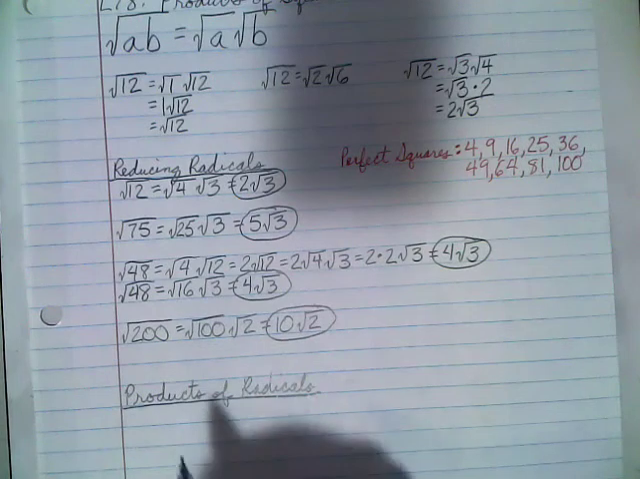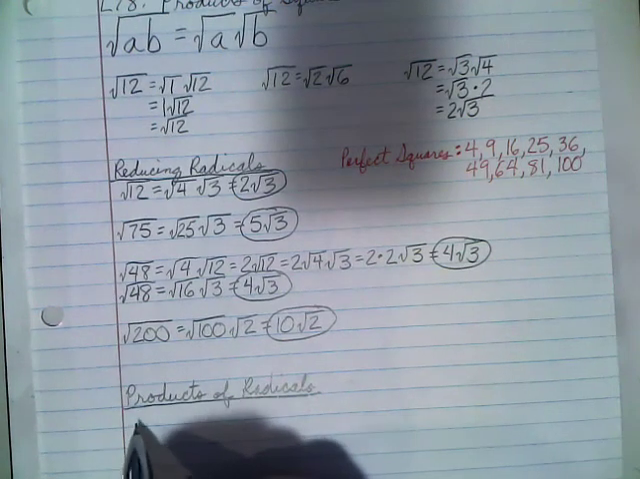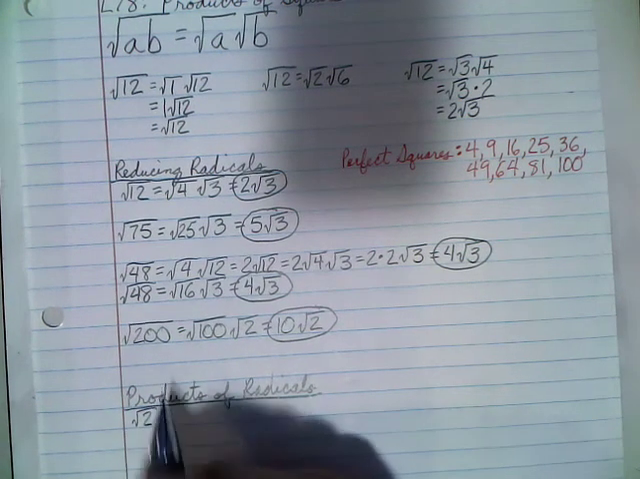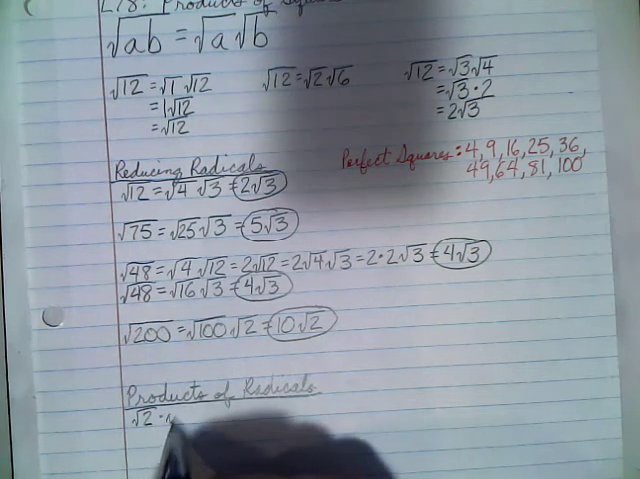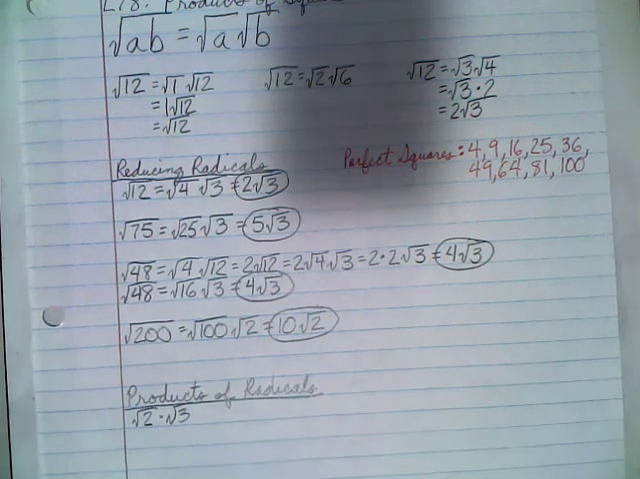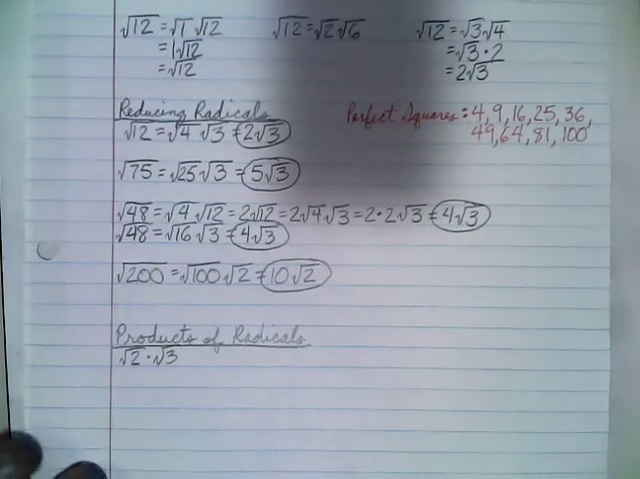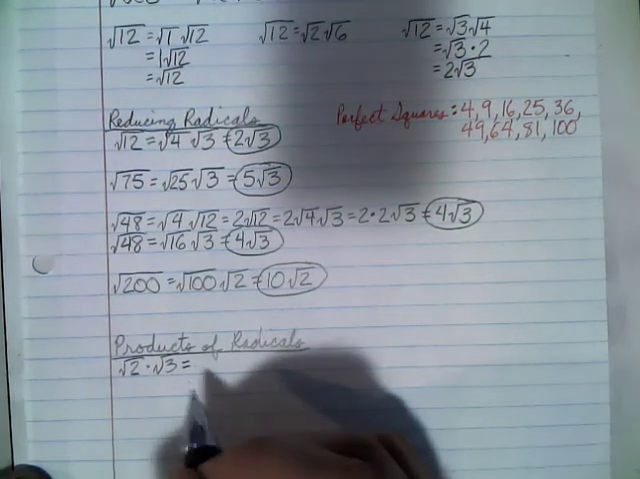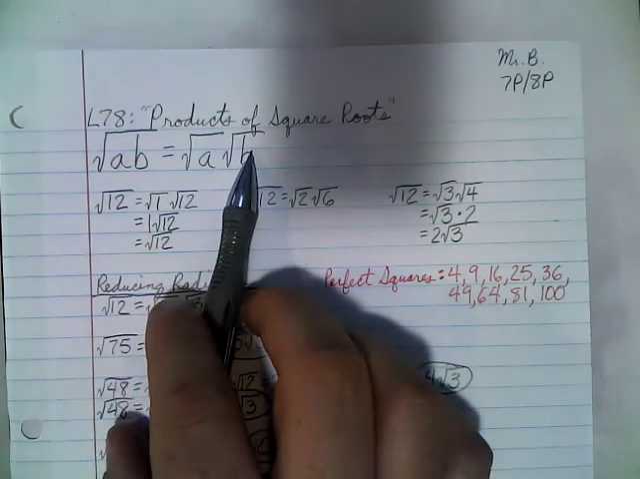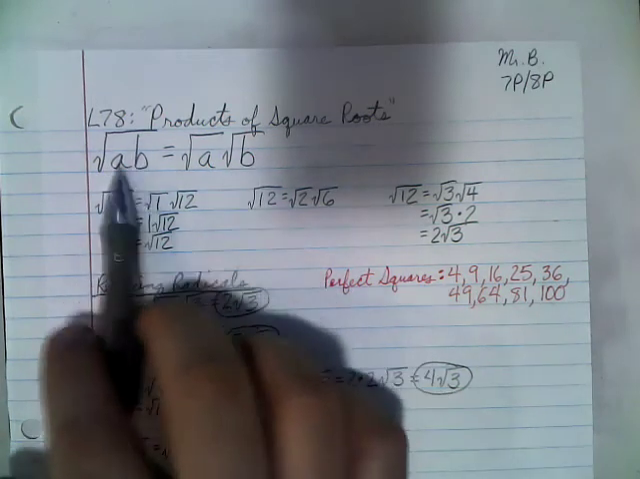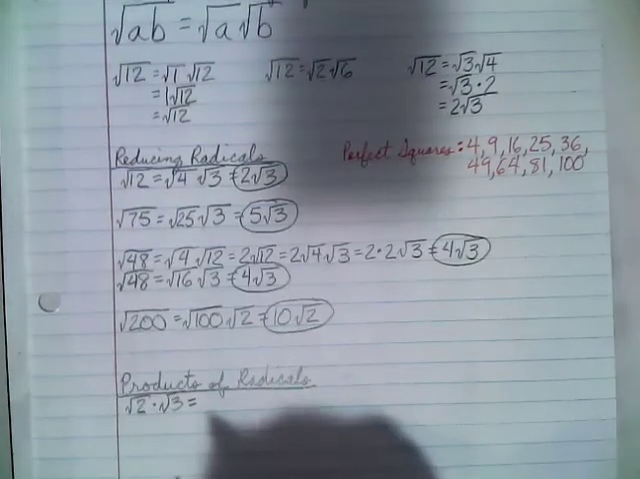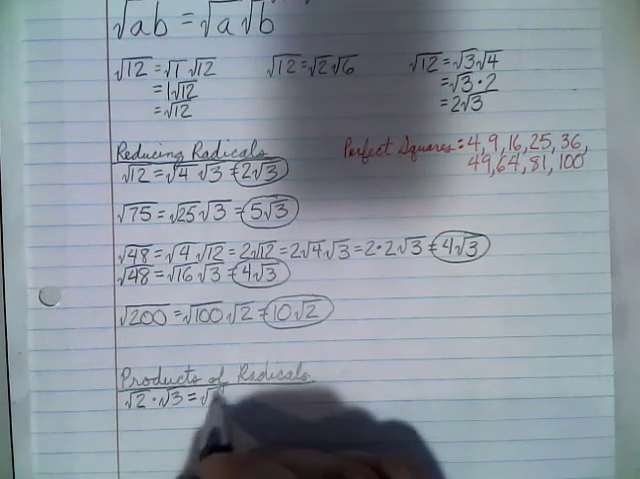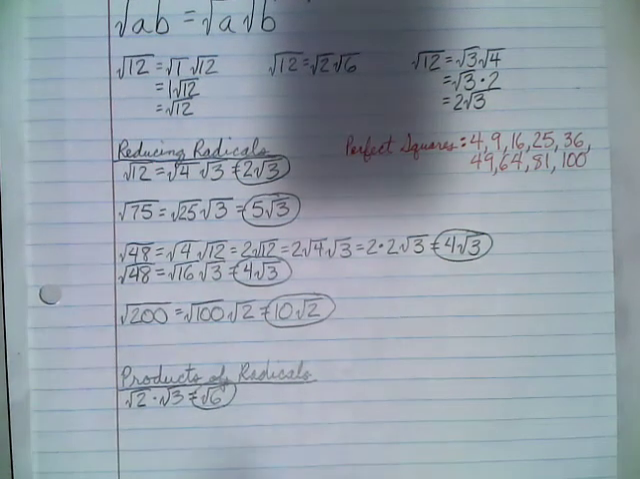So for example, if I have the square root of 2 times the square root of 3, and no, I don't technically need the dot there. It could be implied. I just put it there to emphasize that we're multiplying. Well, like the property says here, 2 times 3 is going to be its product, whatever that is. So 2 times 3 is 6. So the square root of 2 times the square root of 3 actually is the square root of 6.